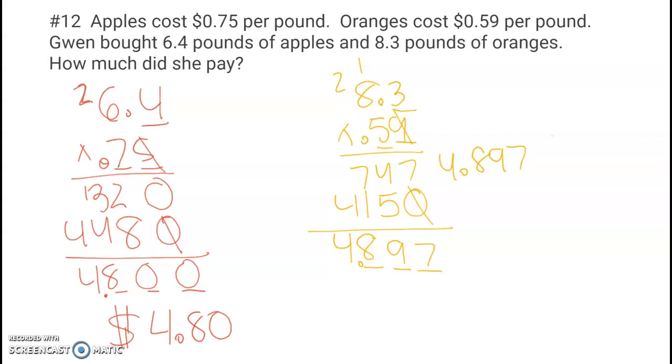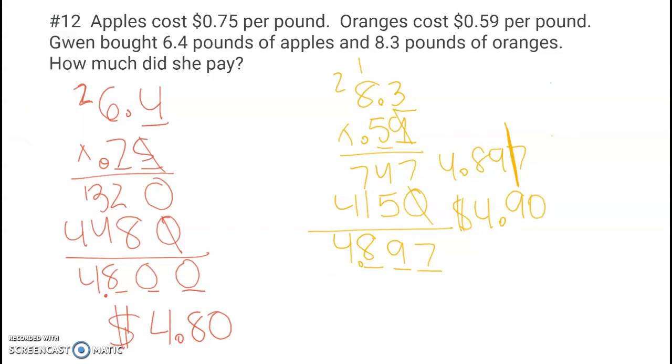4.897. Now, again, with money, we round to 2 places behind the decimal. So I'm going to look, and the 7 tells me to go up. So 89 is actually going to become $4.90.